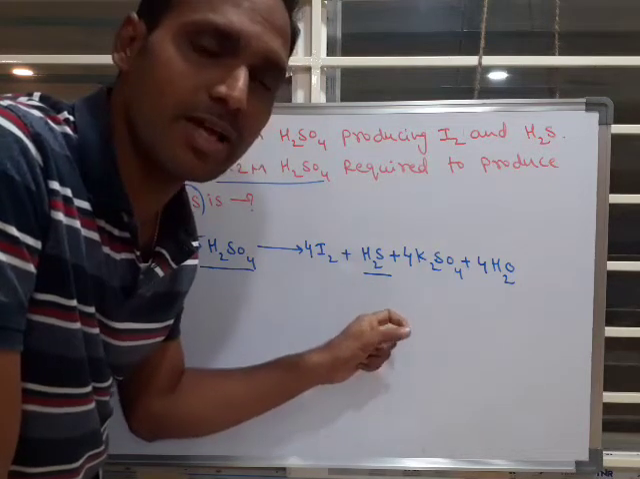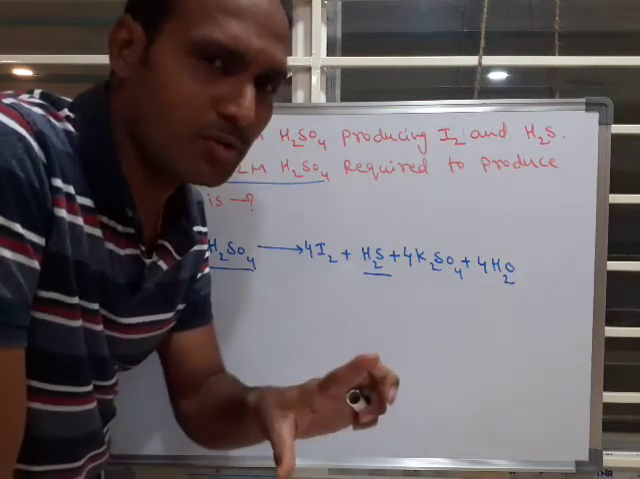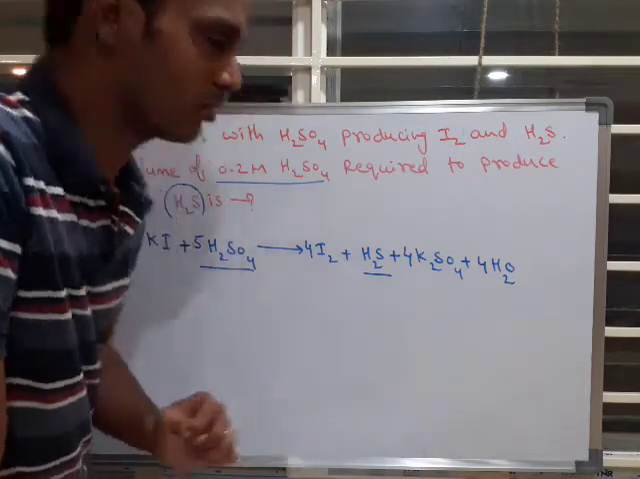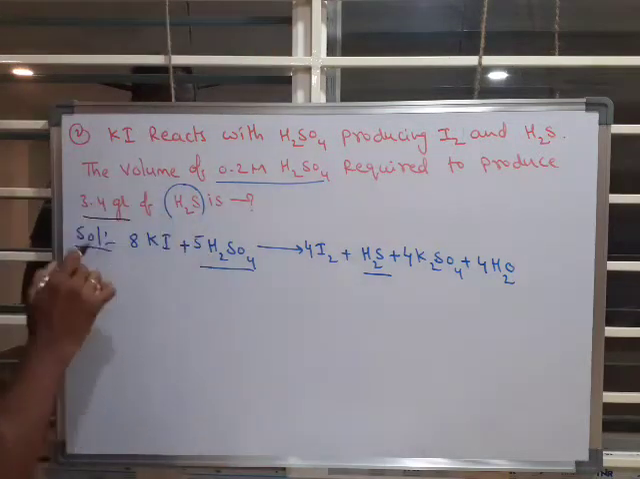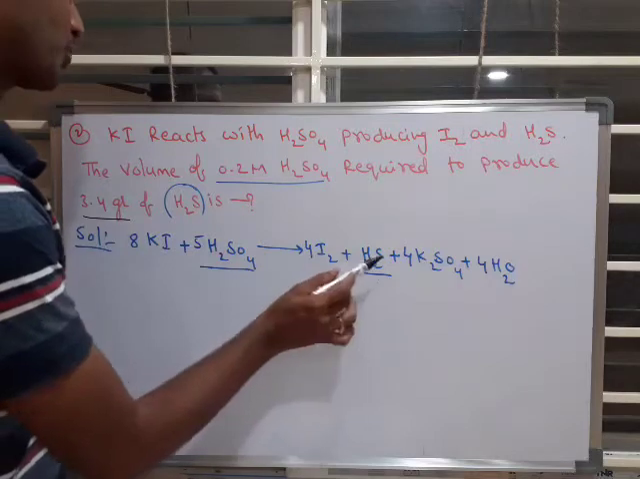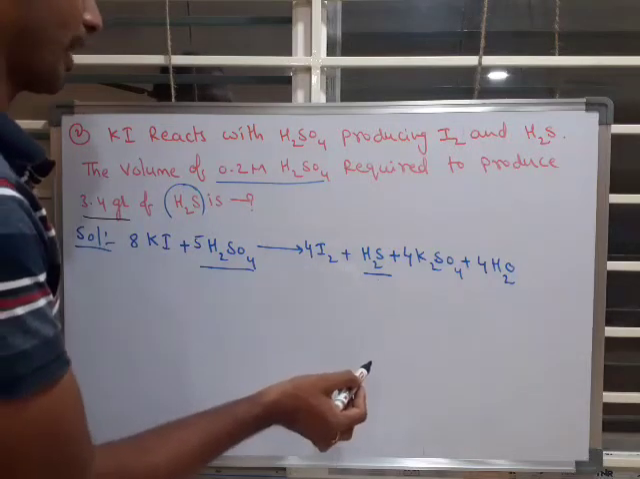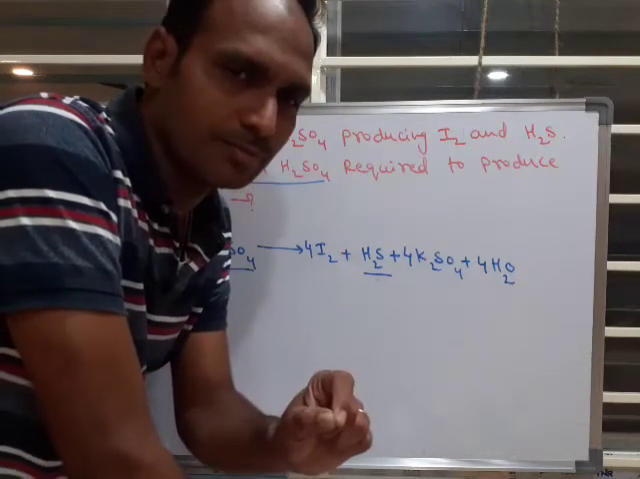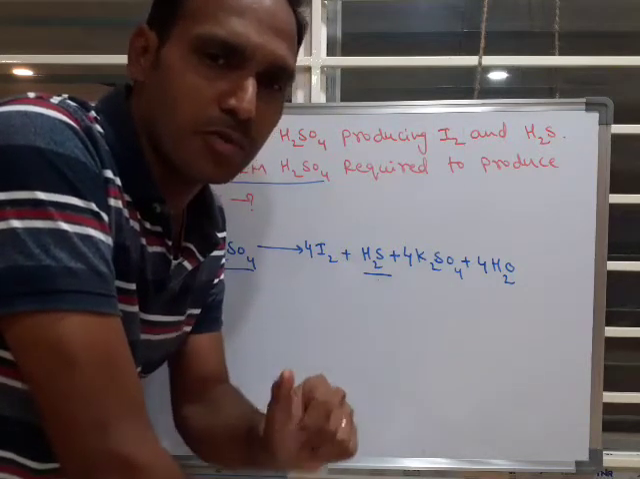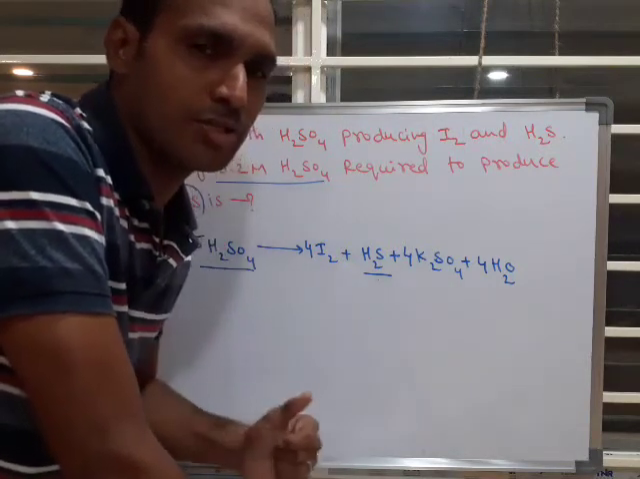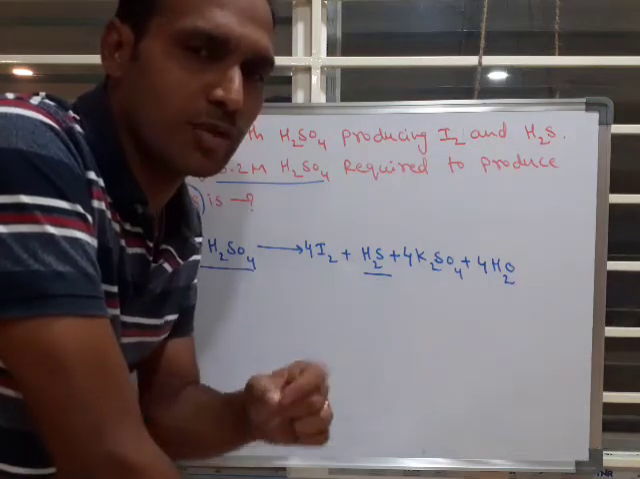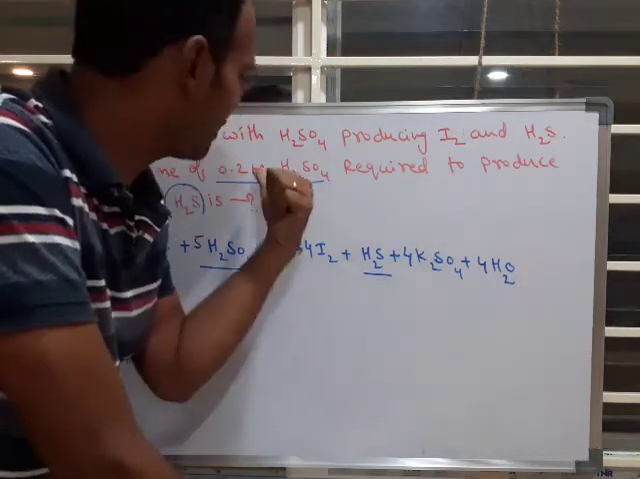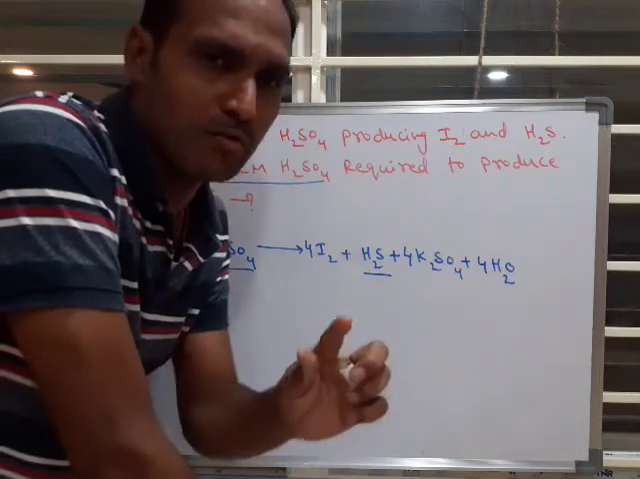H2S, a clue is given about H2S. So I should take the information which is H2S. 3.4 grams of H2S is obtained. To produce 3.4 grams of H2S, how much volume of H2SO4 is required, which is having 0.2 molarity? We have to find the value.